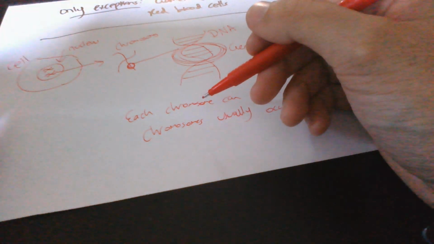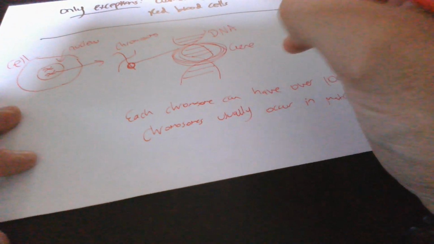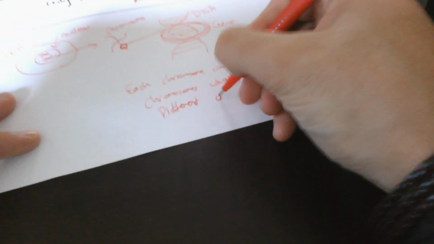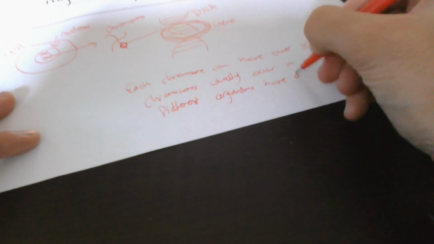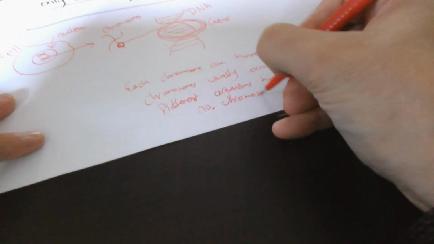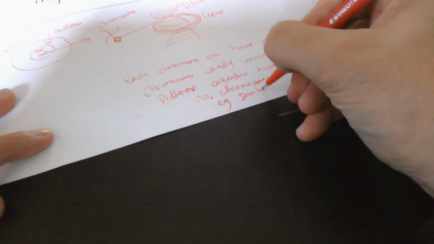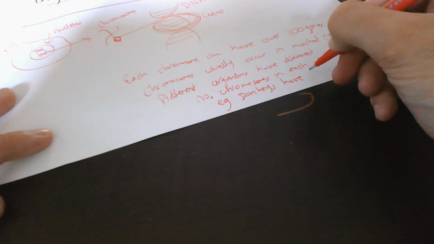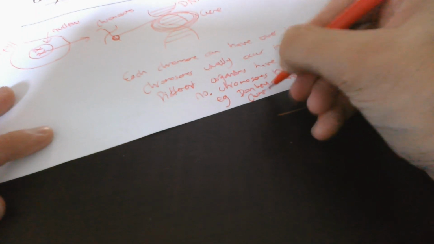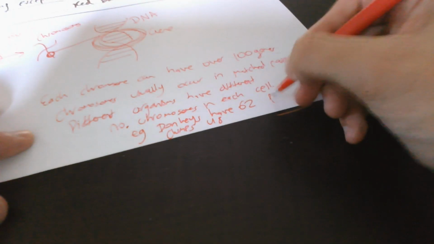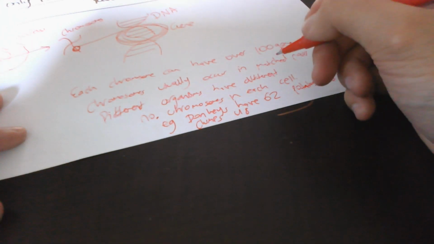It's also worth mentioning that different organisms have different numbers of chromosomes in each cell. For example, donkeys have 62 chromosomes, chimps have 48, and believe it or not, potatoes actually have 48, the same number of chromosomes as chimps. There's diversity in life. So that's this lesson.